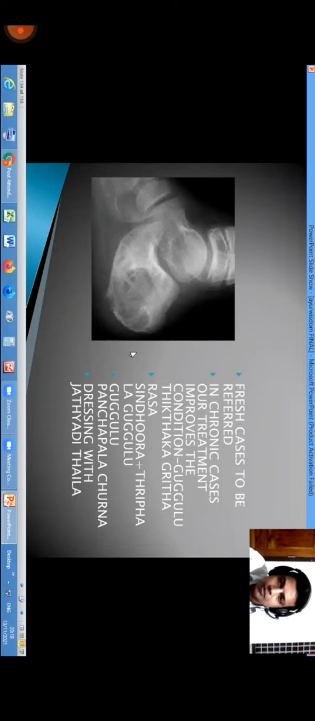Yashada Bhasma or Sindura with Triphala Guggulu. That is Pranahara Chikitsa we can use in case of osteomyelitis. If it is chronic, we can treat; acute cases we should refer. And Guggulu Panchatikta Churna ideally with honey, and dressing with Jatyadi Taila will be useful.